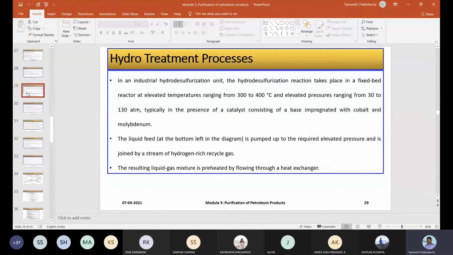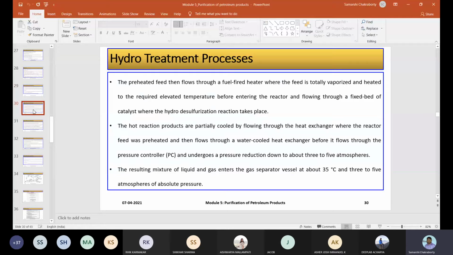The resulting mixture is preheated by flowing it through a heat exchanger before it enters the heater section. The preheated feed then flows into the fuel fired heater, where the feed is totally vaporized and heated to the required elevated temperature before entering the reactor. The reactor means the fixed bed catalytic reactor, with the feed flowing to a fixed bed of catalyst where the hydrodesulfurization process takes place.